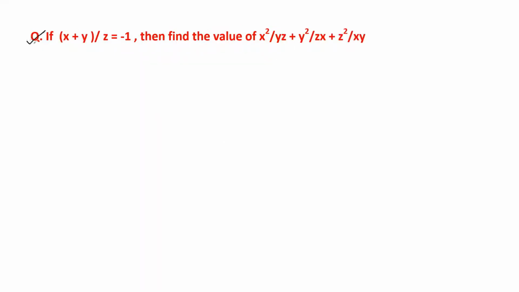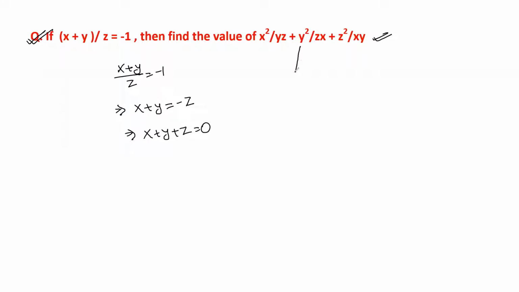Now let us see this question. If x plus y upon z is equal to minus 1, then find the value of this expression. So here we have been given x plus y upon z to be minus 1, which can be written as x plus y is equal to minus z, which would be x plus y plus z is equal to 0. So we have been given this condition that x plus y plus z is equal to 0 and we need to find the value of this expression.